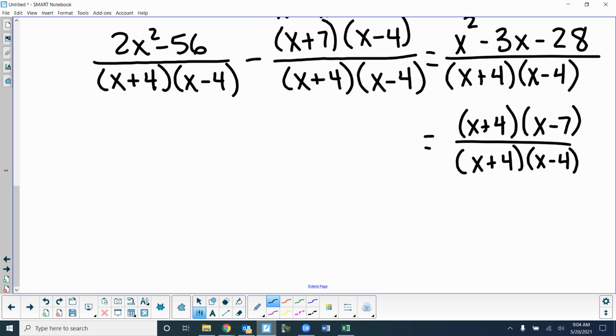Cade, what's my answer? X minus 7 over x minus 4. Good. Brandon, what are my restrictions? Because this asks for restrictions. Seven and 4. Negative 4 and 4. Good.